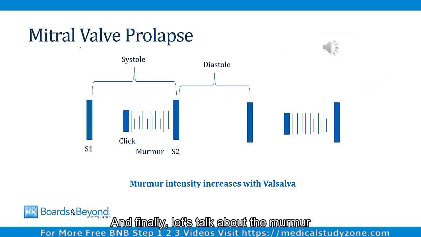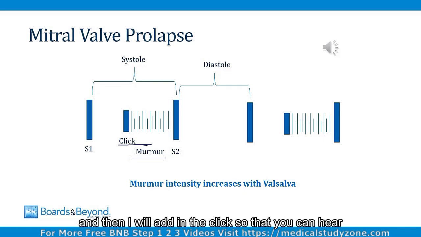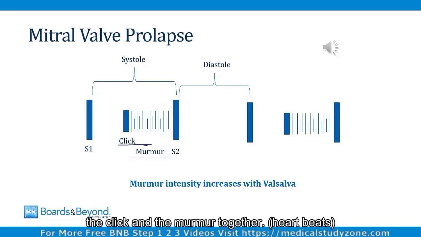And finally, let's talk about the murmur of mitral valve prolapse. So as we've already discussed, mitral valve prolapse involves a click that occurs in systole. Following that, there is usually the murmur of mitral regurgitation because most patients with mitral valve prolapse have some degree of mitral regurgitation. So I'm going to play you an example of the murmur of mitral valve prolapse now. This is a challenging murmur to identify. I'm going to first play 3 beats of just the murmur of mitral regurgitation, and then I will add in the click so that you can hear the click and the murmur together.